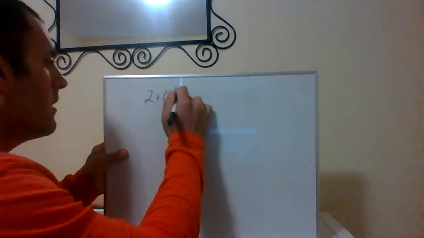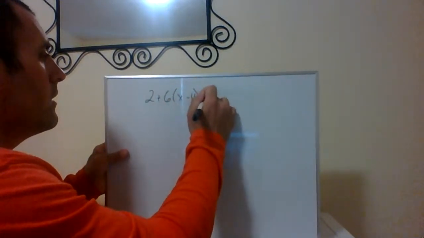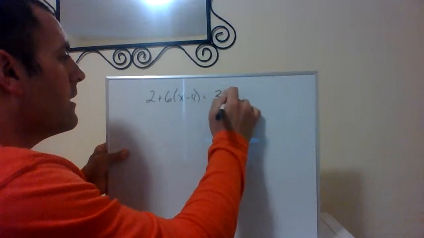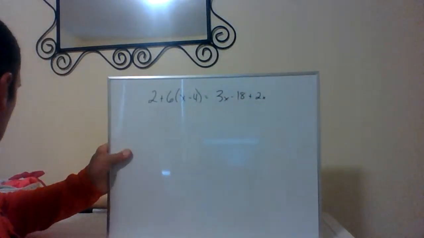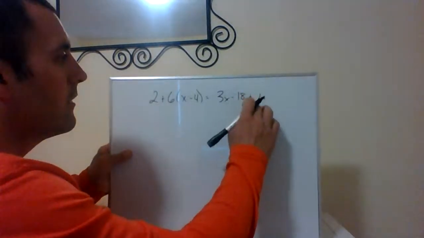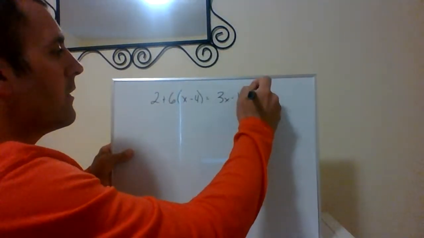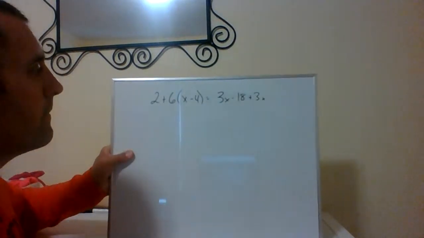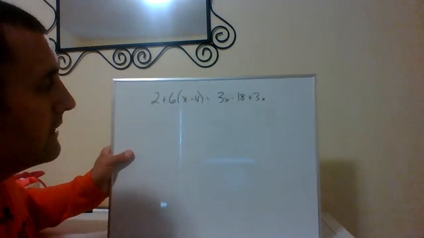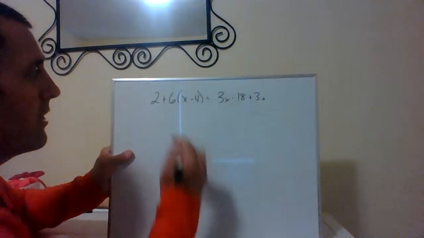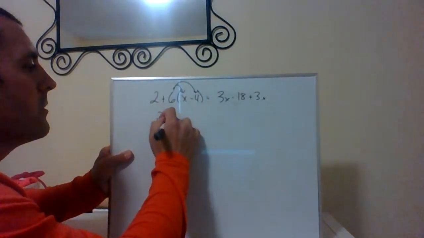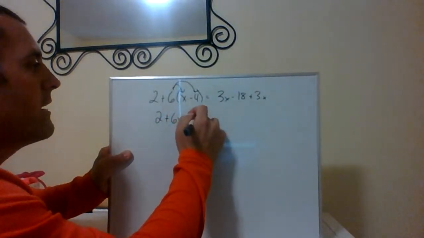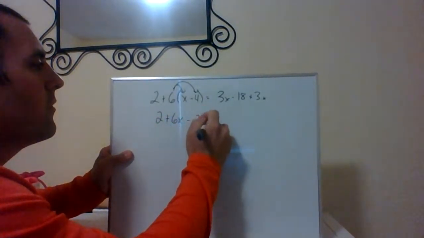2 + 6 times the quantity x minus 4 equals 3x minus 18 plus 3x. Okay. So again, let's combine like terms. First thing we're going to do, distribute: 2 plus 6x minus 24 equals.